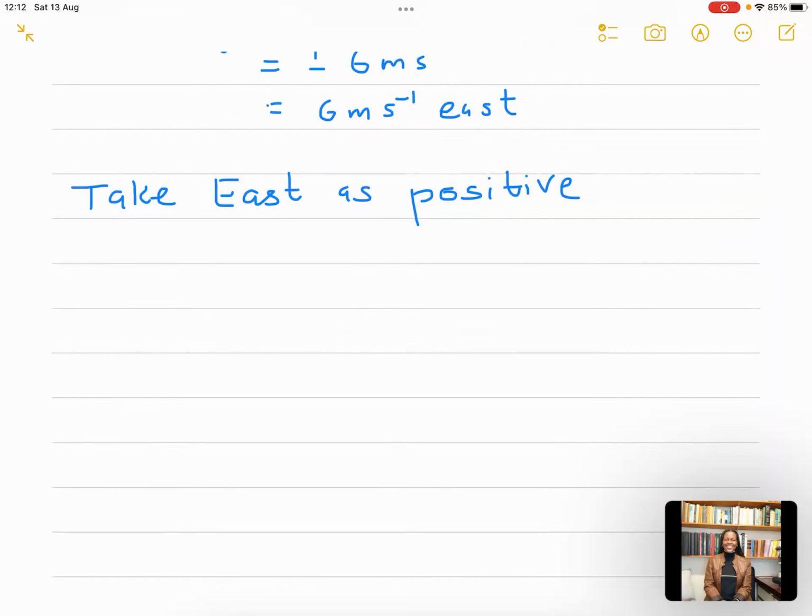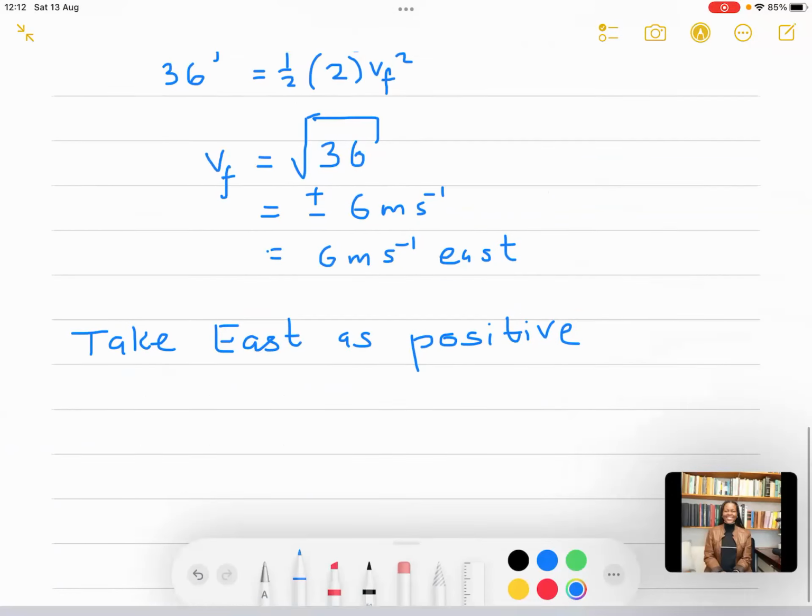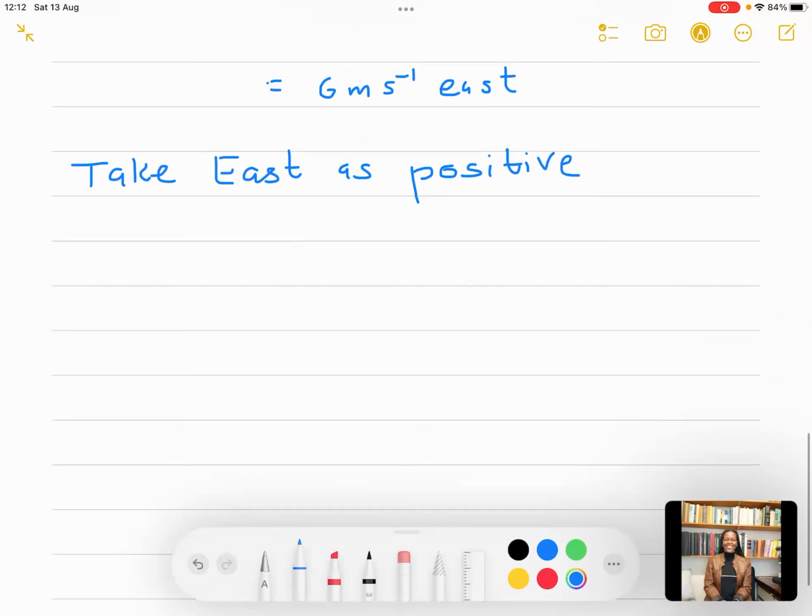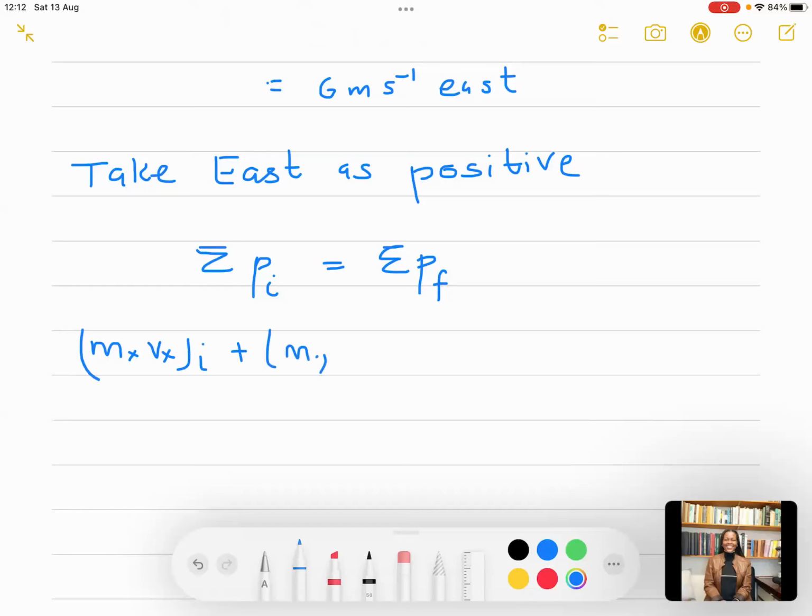Okay, so I'm going to do this by writing my conservation of linear momentum equation. The initial momentum must equal the final momentum. So how are we going to do that? We've got X and Y. So I can write it out as mX vX initial plus mY vY initial must equal mX vX final plus mY vY final.